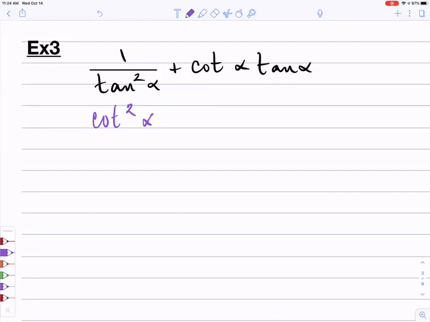And what do you know about tangents and cotangents? They're reciprocals of each other, okay? So what I would do here is I would either change the cotangent into 1 over tangent, or I would change the tangent into 1 over cotangent. Either one, it doesn't matter, because what's going to happen when we multiply those two together? What will we get? Okay, let's find out. So let's take cotangent and turn it into 1 over tangent.